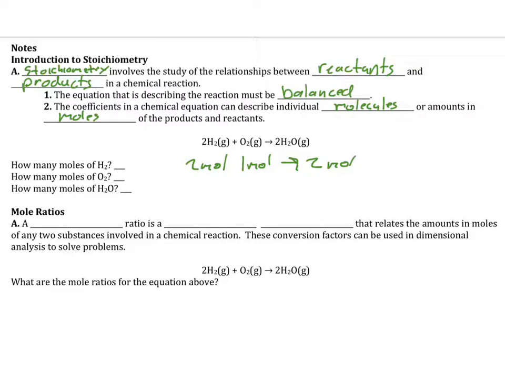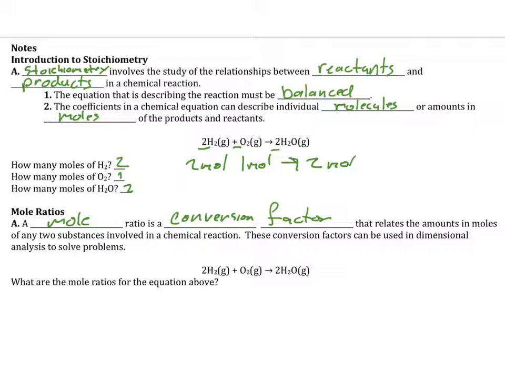And so, again, we're going to think of these coefficients as not just 2 hydrogen molecules, but 2 moles of hydrogen. And so, how many moles are represented in this chemical equation? 2. There's 1 mole of oxygen gas and 2 moles of water. And what these are actually called are mole-to-mole ratios. They're called mole-to-mole ratios. And a mole ratio is a conversion factor that relates the amounts in moles of any 2 substances within a chemical reaction.